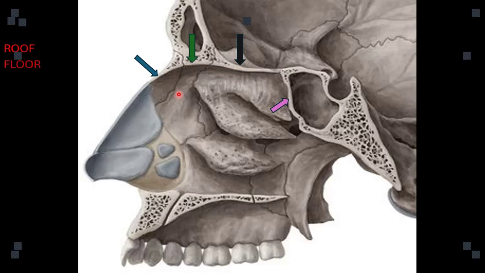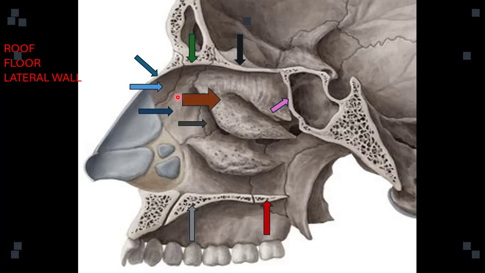What about the floor? The floor is formed by two structures, and that is the palatine process of the maxilla and the horizontal plate of the palatine bone. So what about the lateral wall? The lateral wall is formed by both cartilaginous and bony structures. Let's start with the bony structures: the nasal bone there, then the frontal process of the maxilla, then the lacrimal bone over there, and then the ethmoidal labyrinth.